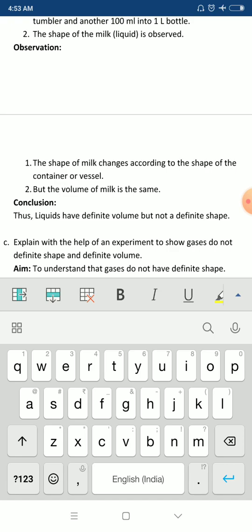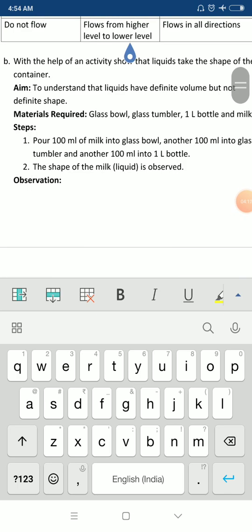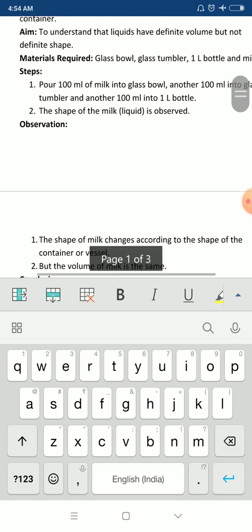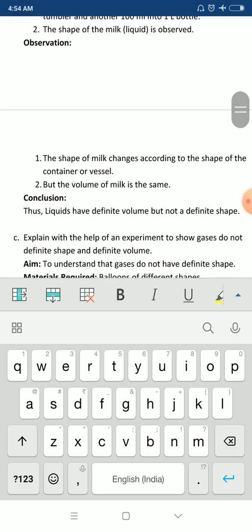Okay, now since this is an activity, you have to write all these side headings. It is like doing an experiment. We have to write the procedure. What is the aim, then what are the materials required, then how we are going to do it step by step, what we are observing, and how we are going to write the conclusion.